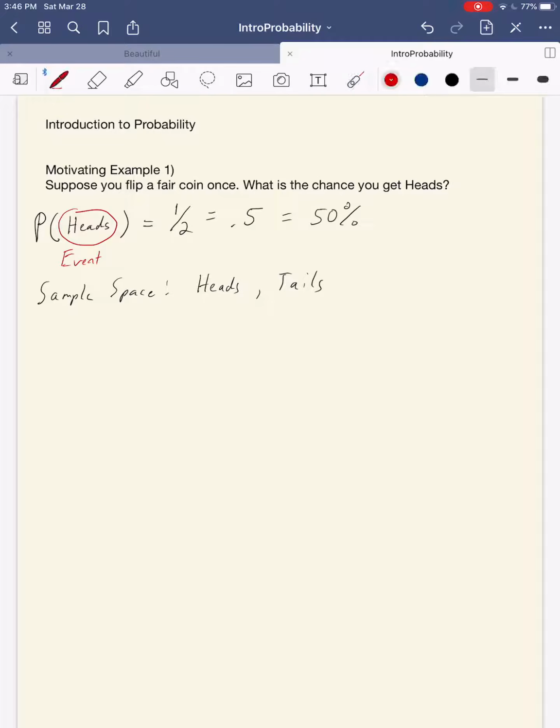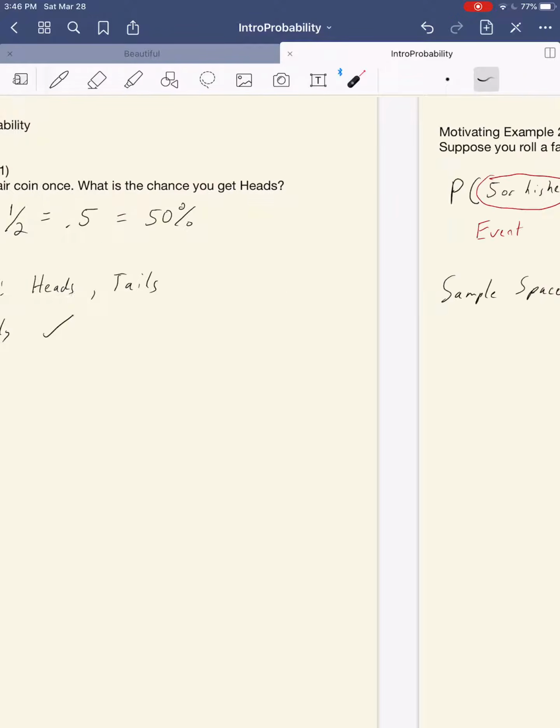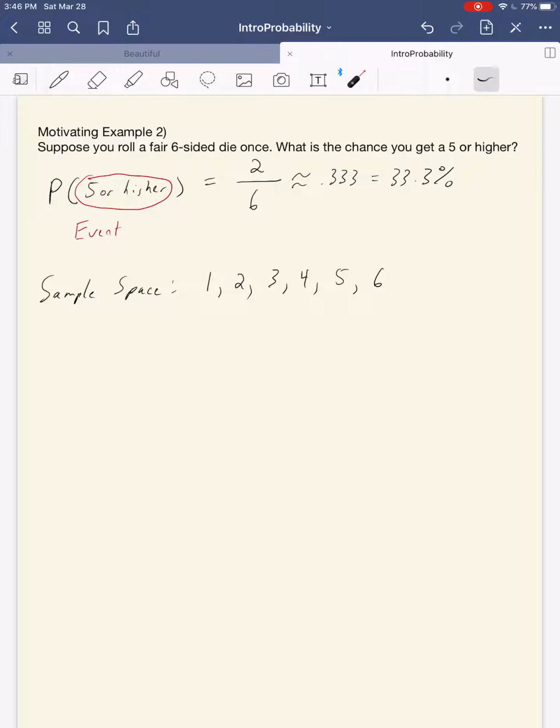So back here, right? If we think about it, our sample space was heads and tails. We knew that those were equally likely, so we'll just make a little note: equally likely, check. And then how did we do our calculation? Well, we wanted to get heads. There was only one way to get heads, so it was one way to get our event. And the number of outcomes in our sample space was 2, so it was 1 out of 2. So our formula, even though we didn't know it at the time, really is what we intuitively did in that first example. Let's look at motivating example 2 here, right?